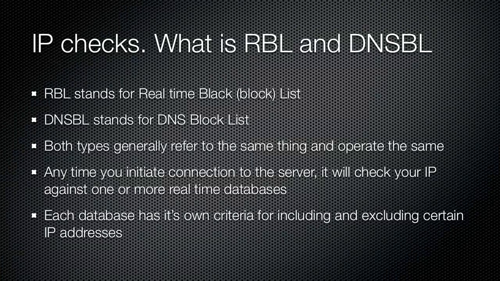For example, even within one and the same organization, like Sorbs, they have 5 or 6 different lists, and they include different items, different artifacts in these lists. For example, one list may be open relays only, and another list may be open proxies, and so on.